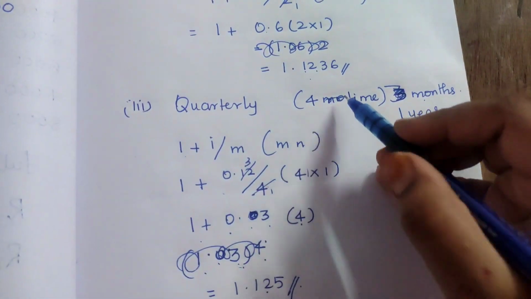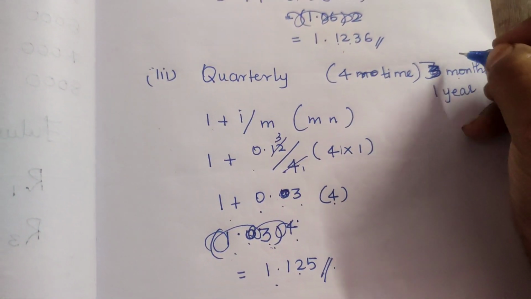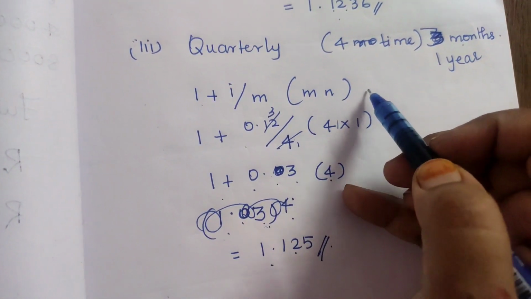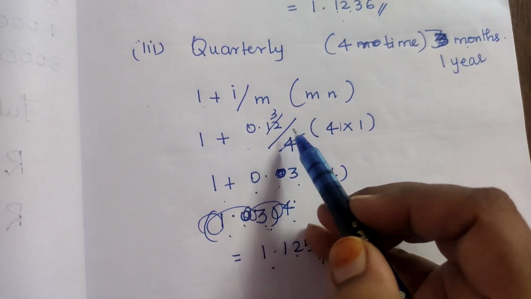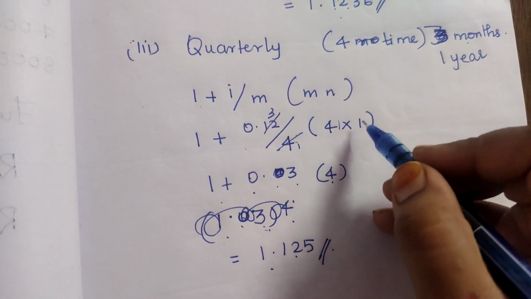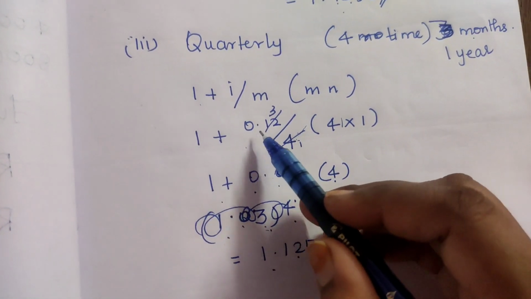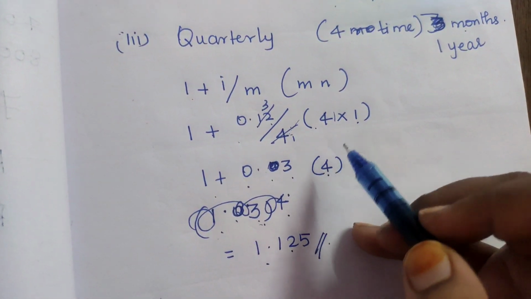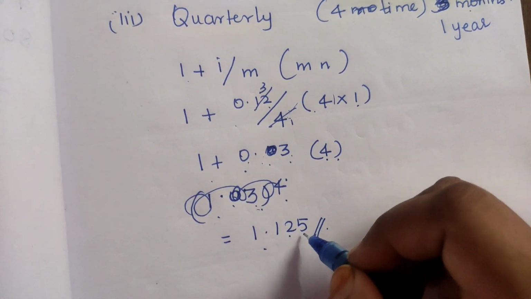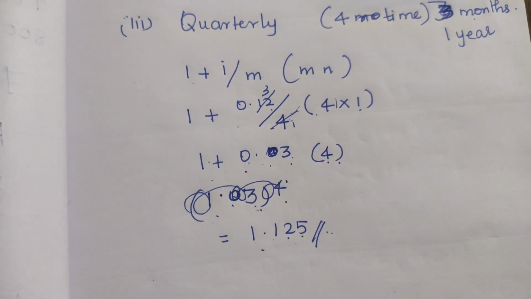Now quarterly means 4 times. Why? Because every 3 months, 4 times we are going to pay in 1 year. So 1 plus 1 by m, again the same formula, 1 plus 0.12 divided by 4, since 4 times we are going to pay in 1 year. So 4 into 1. Again 4 ones are 4, 3 fours are 12, and 0.03 into 4 means we get the value 0.12. If we add it with 1 we get 1.125. I hope you are clear with this.